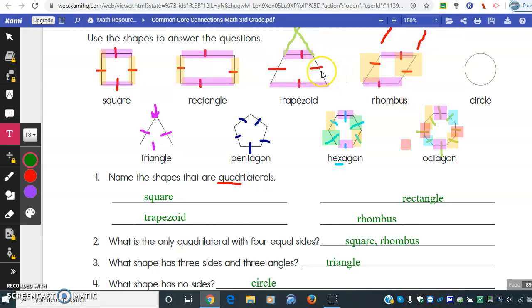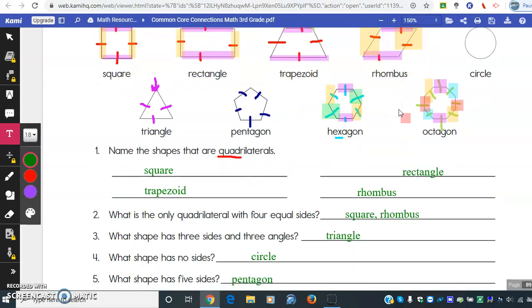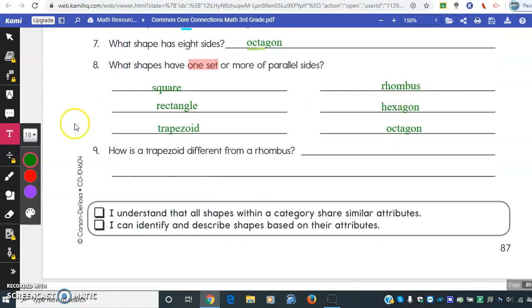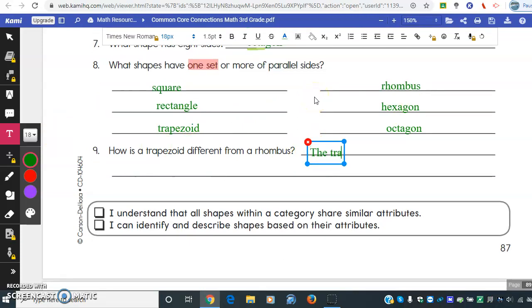You see how on the trapezoid, the two sides go in towards each other, so they're not parallel. And on the rhombus, the second sides go the same direction, so they are parallel. So the trapezoid has one set of parallel lines, where the rhombus has 2 sets of parallel lines. And that's the difference between these two shapes. So we're going to go ahead and write that as a sentence. The trapezoid has, let's move that up because that's bothering me.